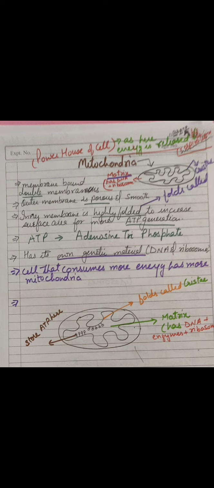But how is this energy stored? We know energy comes from food. In the mitochondria, the glucose breaks down. The glucose is a food. It breaks down and releases energy. The process is called respiration. This energy gets stored in a chemical called ATP. ATP, full name I have written in this sheet, adenosine triphosphate. So due to the storage of energy within this organelle, they are called the powerhouse of the cell.